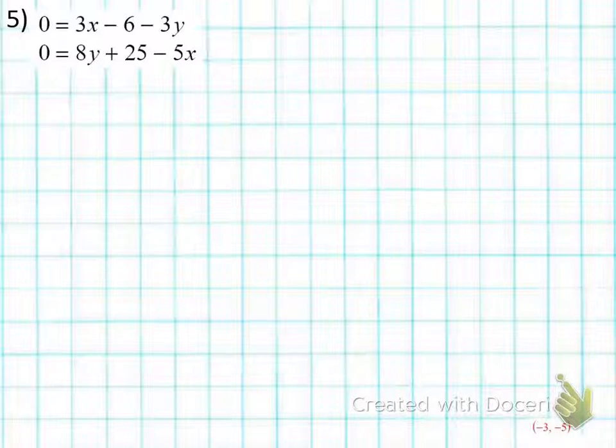We got 0 is equal to 3x minus 6 minus 3y, and then we got the second equation as 0 is equal to 8y plus 25 minus 5x. So is anything organized here? Yes or no? No, it's not. So we're kind of in a little bit of trouble here. So now we need to figure out what to do. So let's start up here. Let's start by naming our equations. And let's start with our constants here.